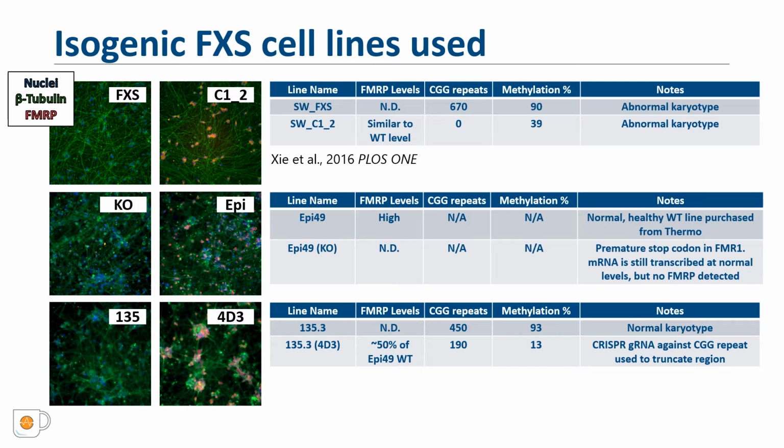As can be seen from the images, both cells form viable neuronal networks, with the Fragile X neurons having no FMRP expression, and the CRISPR-corrected neurons showing high levels of FMRP located in the cell body. The second line used was a wild-type line purchased from Thermo Fisher denoted as EPI49.